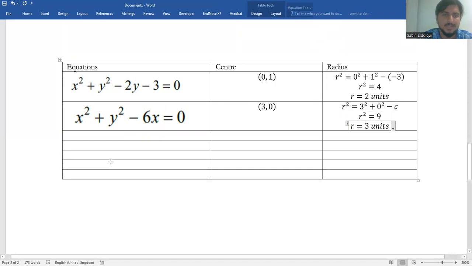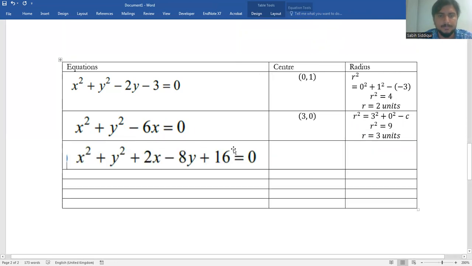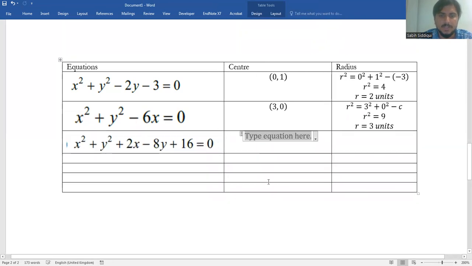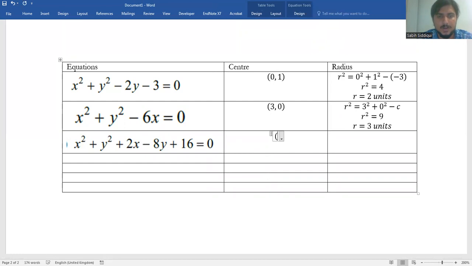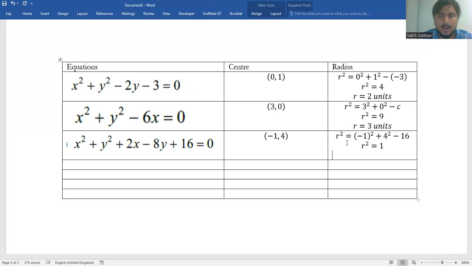Let's go through a few more examples. First figure out the center: take the coefficient of x, 2 divided by -2, we get -1. Take -8 divided by -2, we get 4. What about r²? r² will be the square of -1 plus the square of 4 minus the constant, which is 16. So r² will be 1 and the radius will obviously be 1 unit.